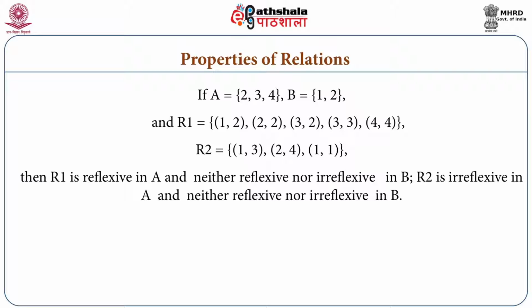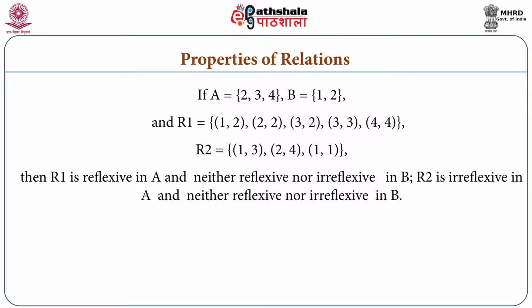For every member, let us say here every member is 2, 3, 4, there should be a relation such that it is related to itself. That means it should have 2, 2, 3, 3, 4, 4. In R1, do we have this one? First element, no. Second, 2, 2, yes. 3, 2, no. 3, 3, yes. 4, 4, yes. So R1 is reflexive.